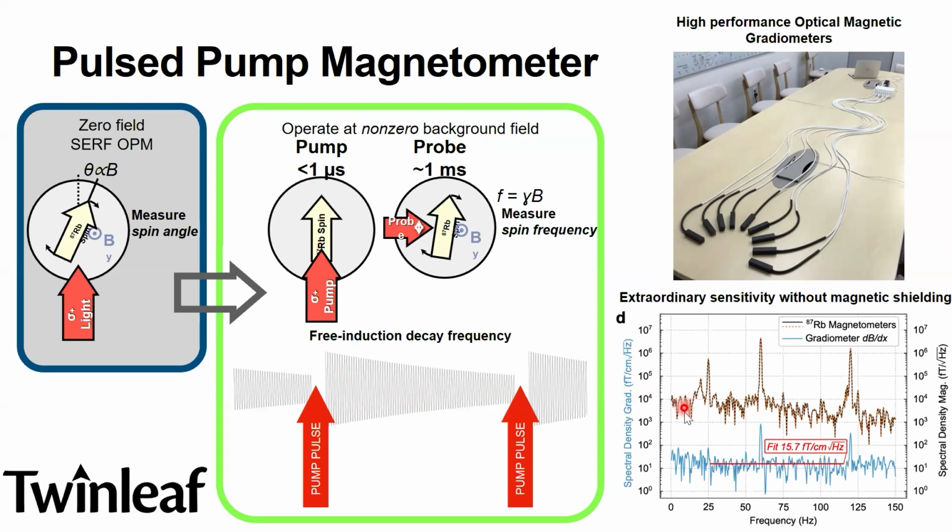And so here's one of the measurements they have, and here's one of the, I believe this is 8 channels here, 8 or 9 channels. Can't count. So this is showing a several magnetometer system, or it's in fact a gradiometer. And so the sensitivity of the gradiometer here is 15.7 femtotesla per centimeter per root hertz.